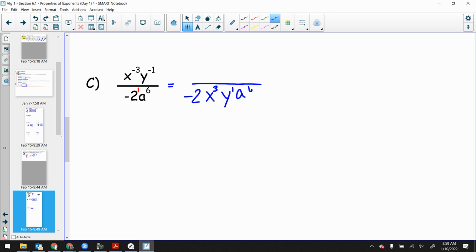Can anybody tell me what I leave on the top? A 1. If everything shifts down to the denominator, you need to leave something in the numerator, so we leave a 1 in the numerator.